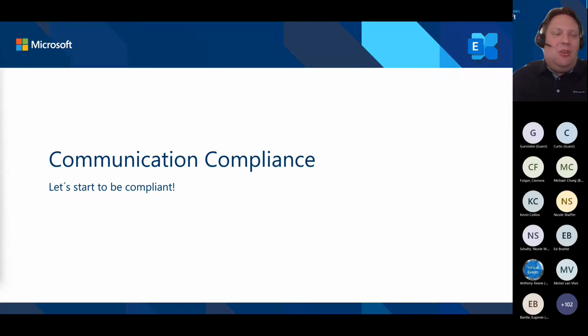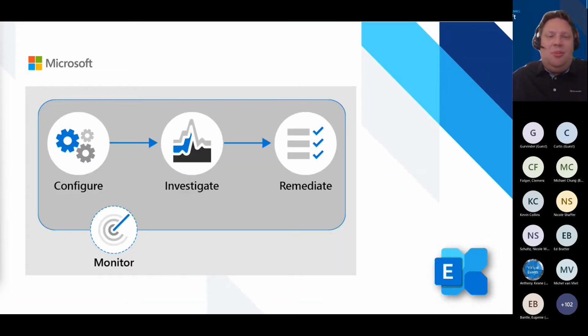So let's talk about communication compliance. Communication compliance is a part of the compliance center, the Purview center. You need an E5 for every person you control. So every person who is part of a policy in communication compliance needs the compliance licensing or a Microsoft 365 E5, of which the compliance licensing is a part. We will talk about that a little bit later.